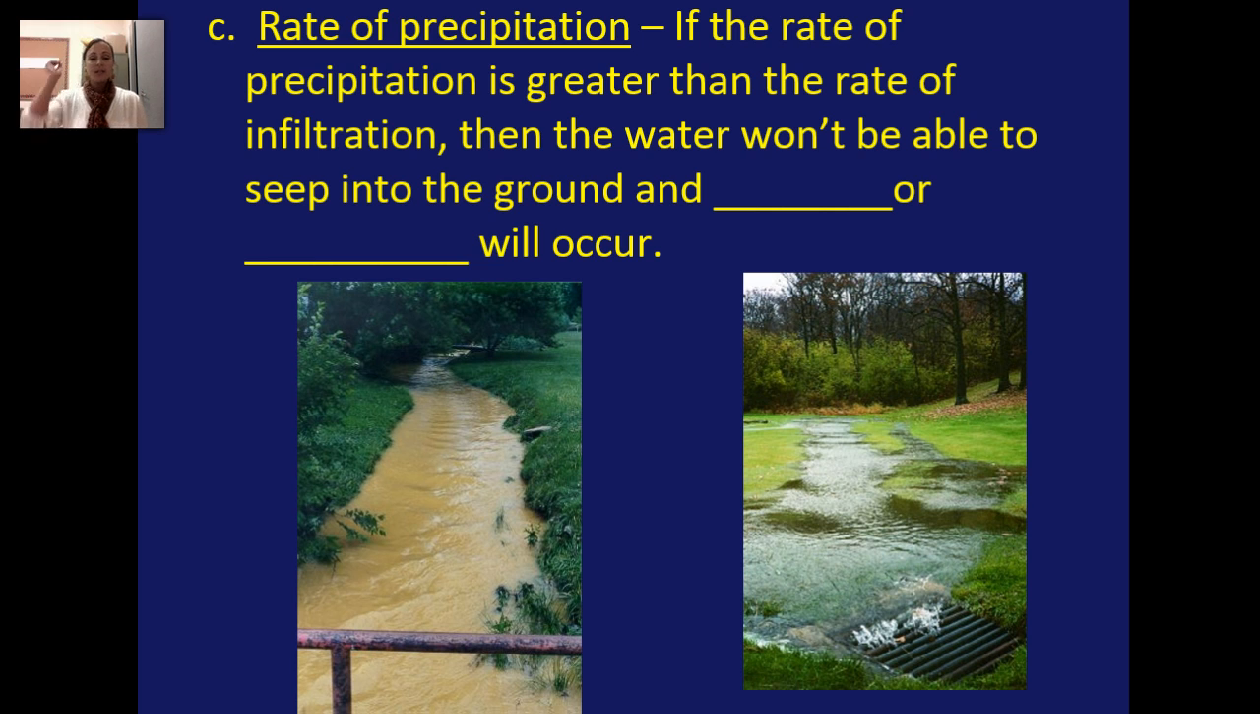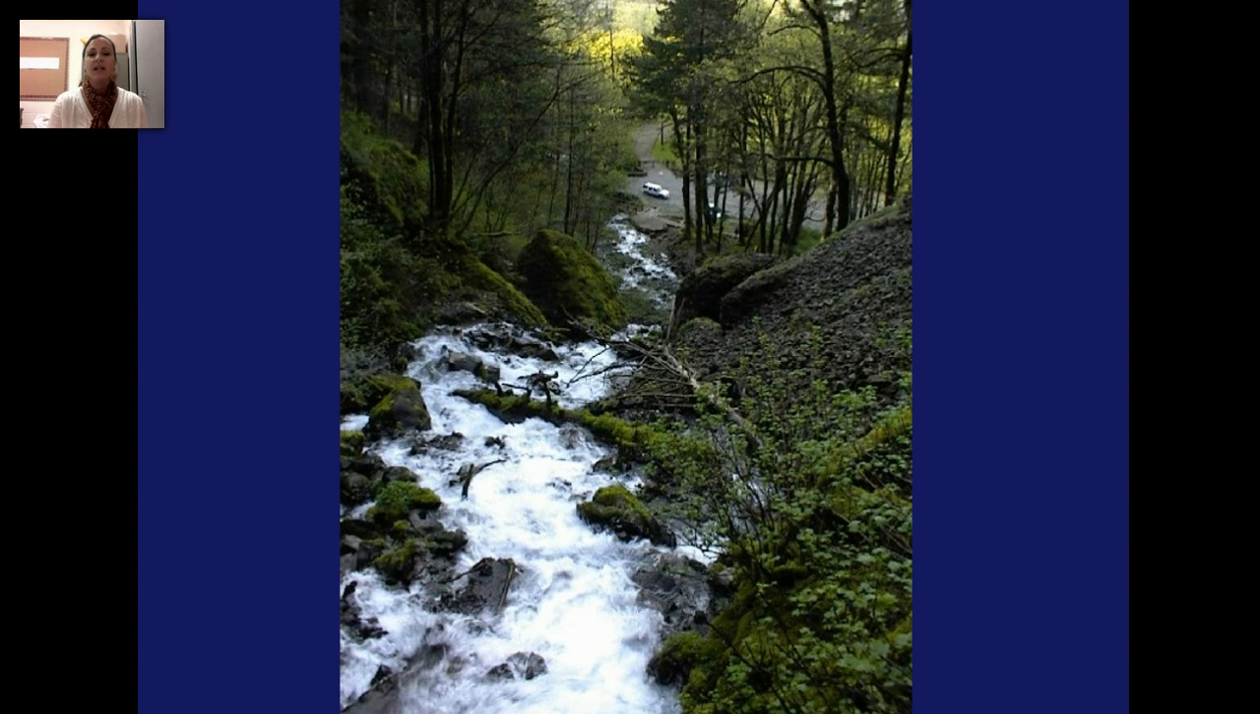Now the rate of precipitation will also affect whether or not water will infiltrate or run off. The rate of precipitation means the speed at which the precipitation is coming down. So if the rate of precipitation is greater than the rate of infiltration, meaning it's raining more than it's going into the ground, the water won't be able to infiltrate, and so we'll get more runoff and flooding will occur, as in these two pictures. Here's another picture of runoff. You see the slope is coming into play on this one.